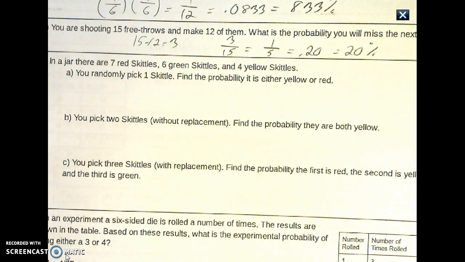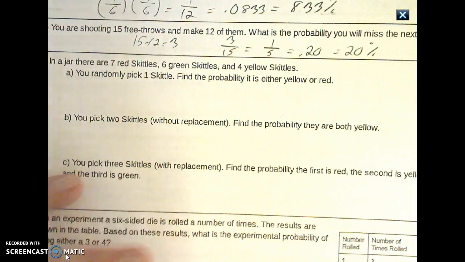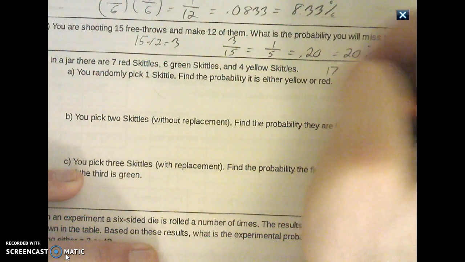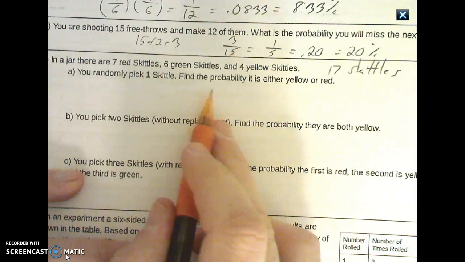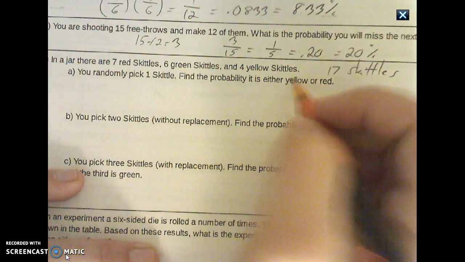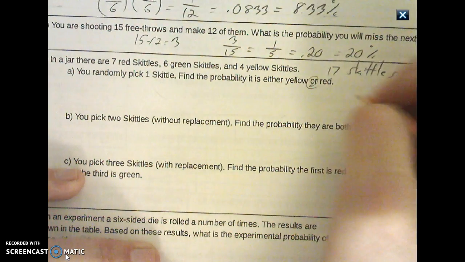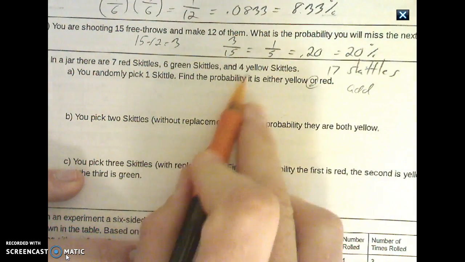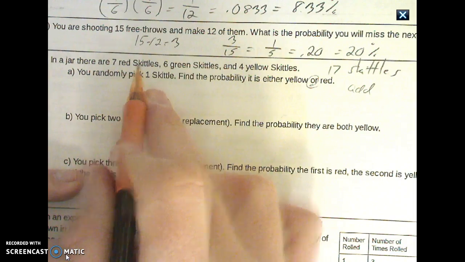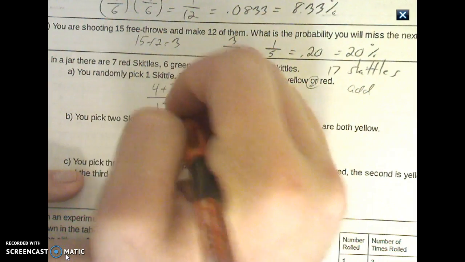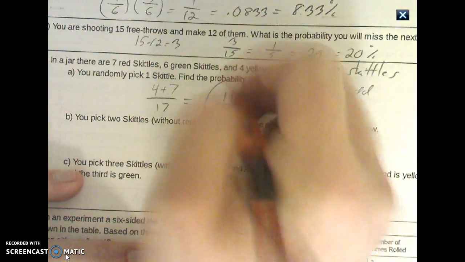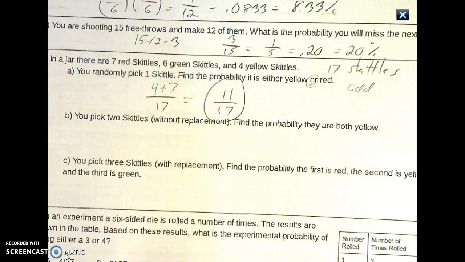Okay, last 3 parts here. In a jar there are 7 red Skittles, 6 green Skittles, and 4 yellow Skittles, for a grand total of 17 Skittles. You randomly pick one. Find the probability that it is either yellow or red. Or means add. How many yellow do you have? 4. How many red? 7. 4 plus 7 out of your grand total of 17. 11 over 17. Very good.